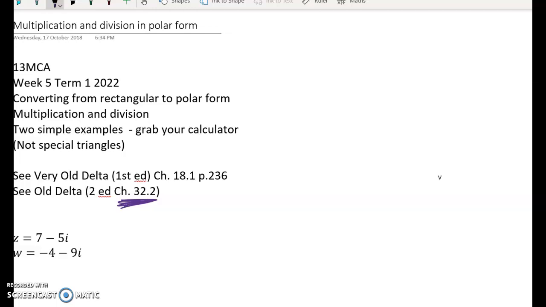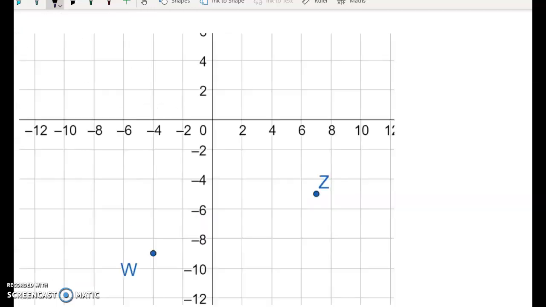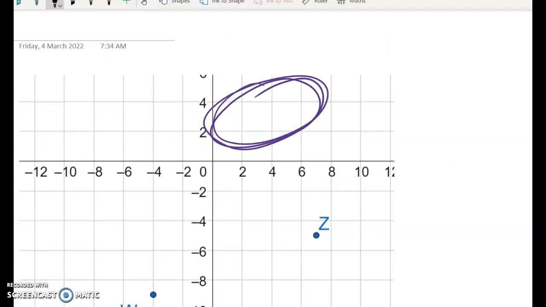The two numbers I'm working with here are z is equal to 7 minus 5i and w is equal to negative 4 minus 9i. Now I've picked those because when you look at where they sit on the Argand diagram, they're not in this nice easy first quadrant here, right? So when things are in the first quadrant, most things get easier, right?